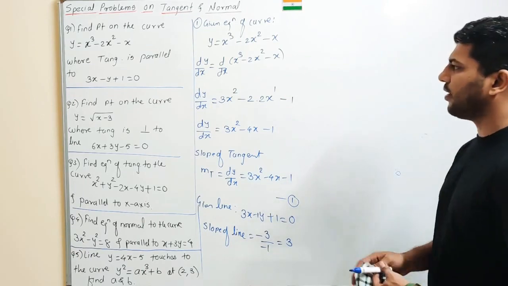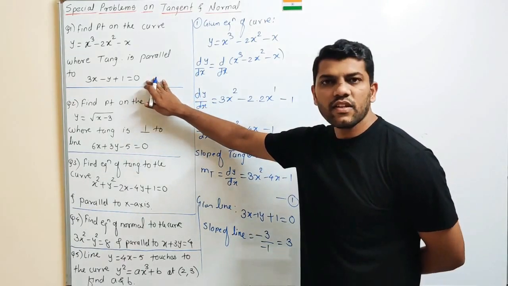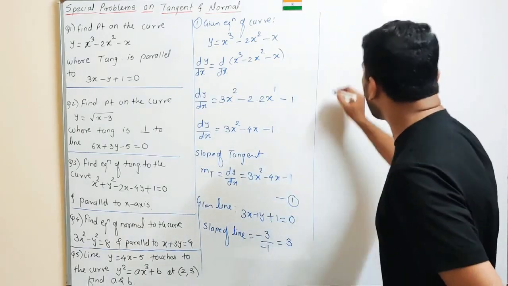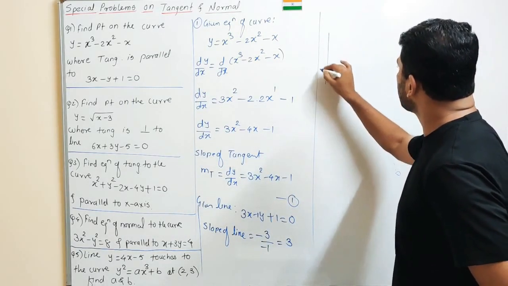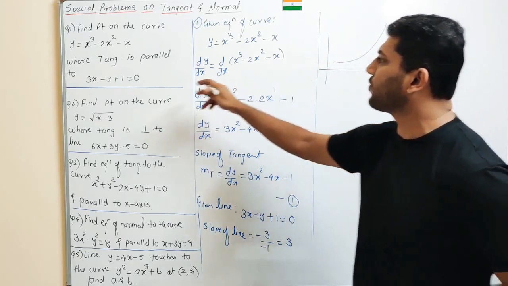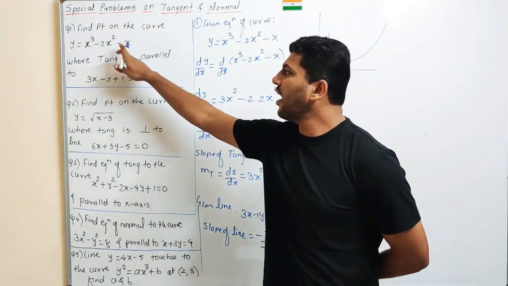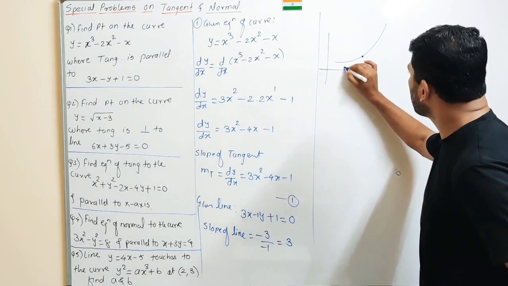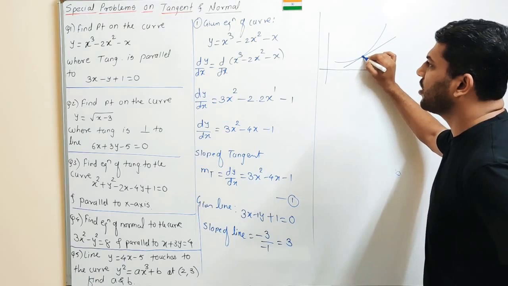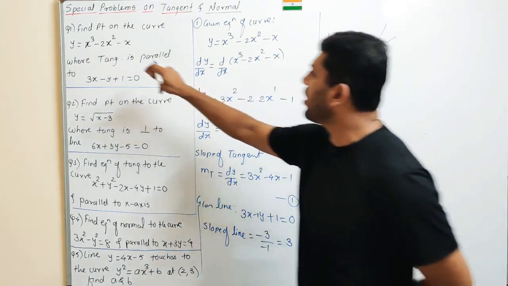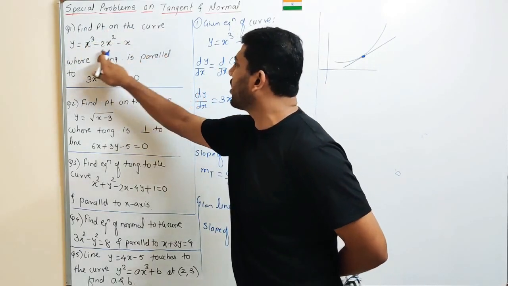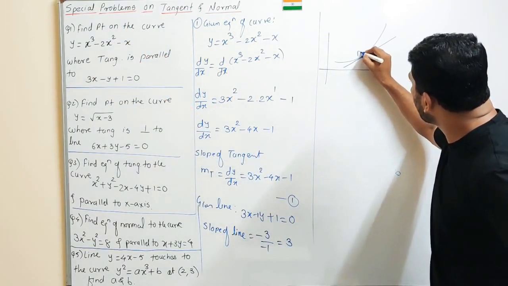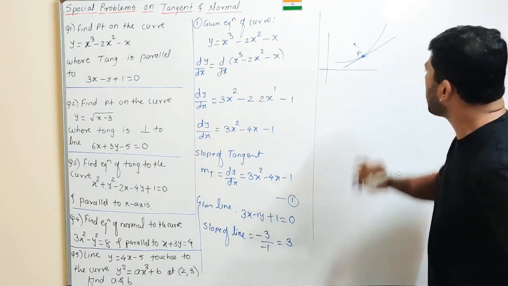Now according to the problem, this line is parallel to the required tangent. So let me explain with this simple graph. Let's say this is the graph of the given curve, and we are trying to find a tangent which is drawn to this particular curve. What you have to find out here is the point on the curve where the tangent is drawn. Let's say this is the point A, which is the requirement of the problem. Are you understanding?